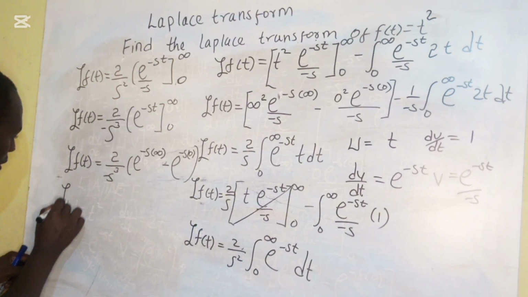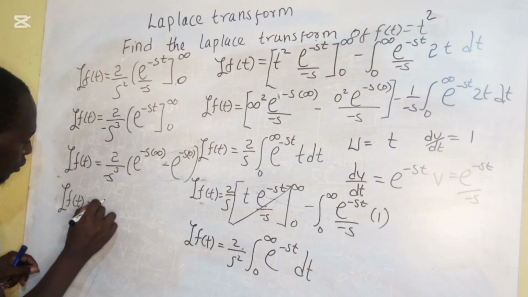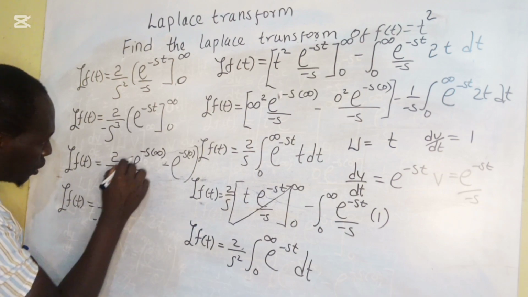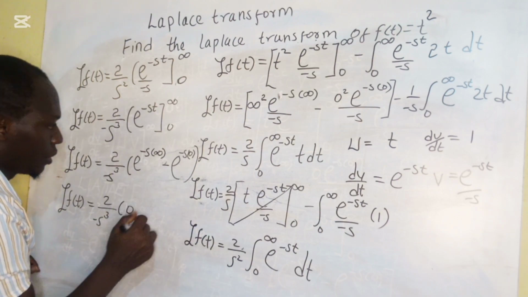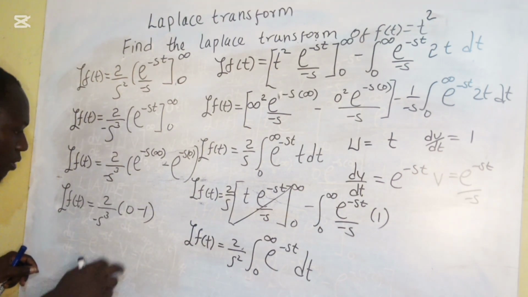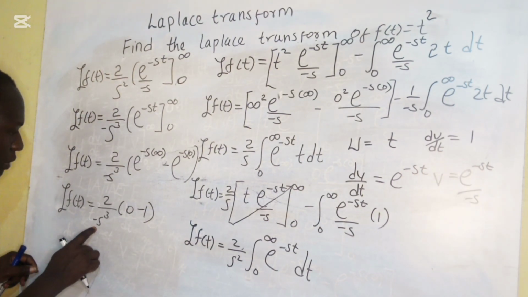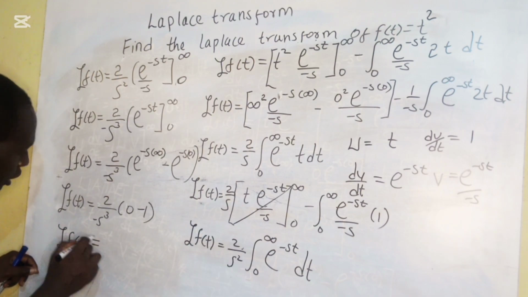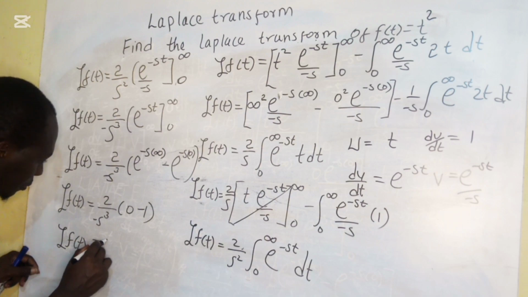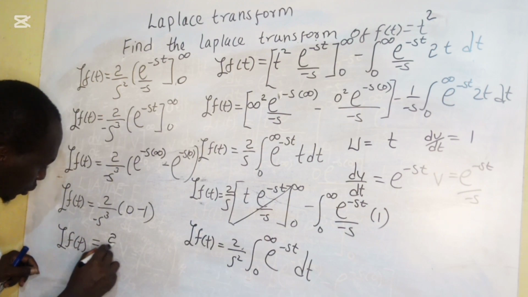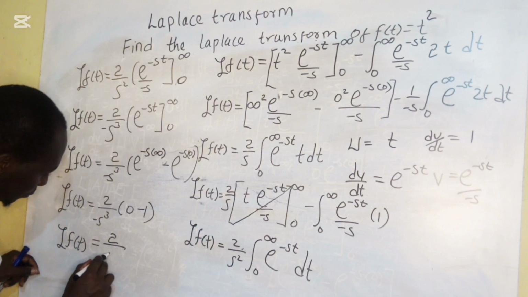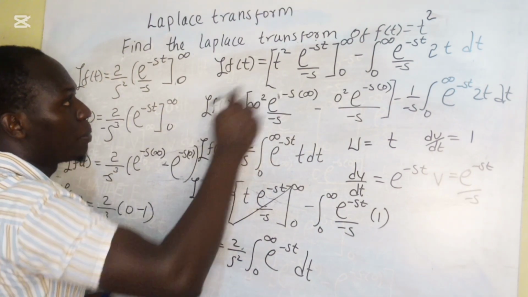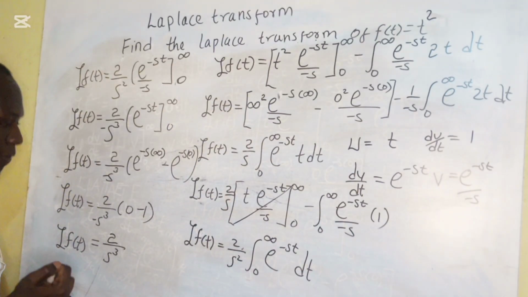And here we are going to have the Laplace transform of our function f of t is equal to 2 all over negative s cubed into, here we are going to have 0, here we are going to have a negative of 1. And this negative is going to affect whatever we are having here. Hence we are going to have the Laplace transform of our function f of t is equal to 2 all over s cubed. And this is now the Laplace transform of our function f of t.